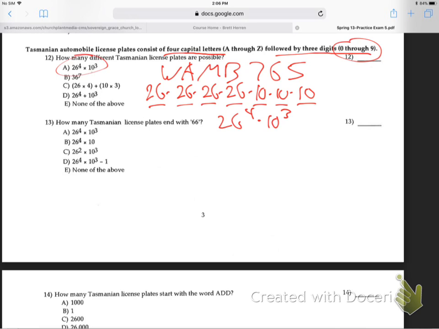Right there. It's always A. It's often A. All right, a lot of A's on this practice exam. Stop me if you want to talk about it. I'll keep moving. Number 13, unless you stop me.